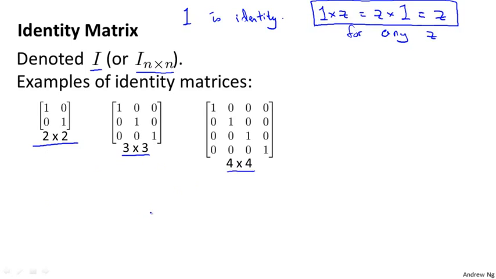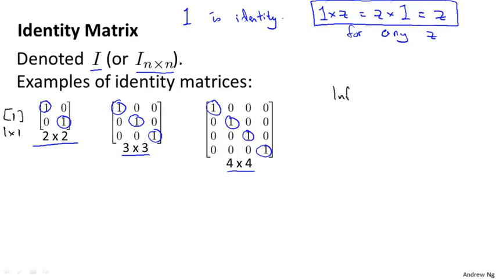The identity matrix has the property that it has 1s along the diagonal, right, and so on, and 0 everywhere else. By the way, the 1 by 1 identity matrix is just the number 1. It's the 1 by 1 matrix with just 1 in it. So it's not a very interesting identity matrix.